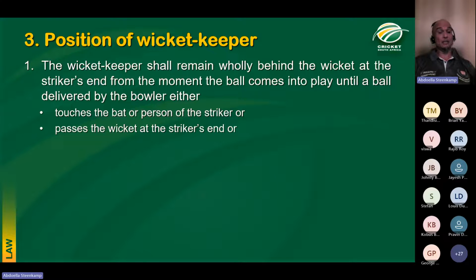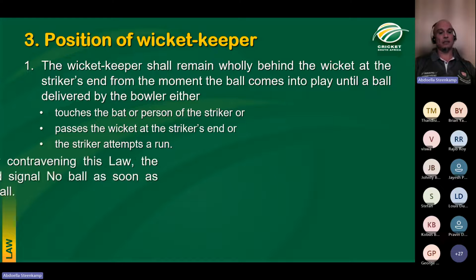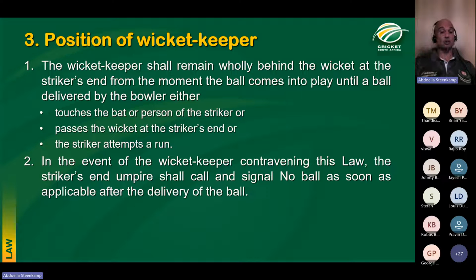If it passes the wicket at the striker's end, the keeper can now come in front of the stumps. Or if the striker attempts a run, the keeper can now come in front of the stumps. Other than these three bullet points, the keeper always needs to stay behind the wicket. If the keeper contravenes this law, the striker's end umpire needs to call and signal no ball, because the striker's end umpire is in the best position to see if those hands came in front of the stumps.